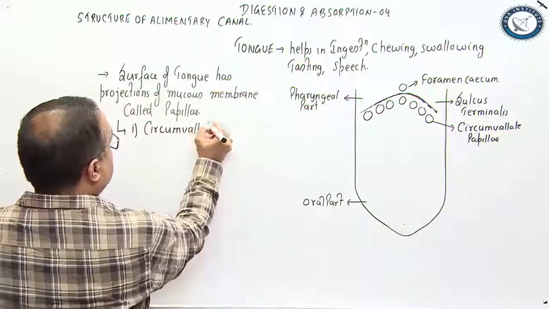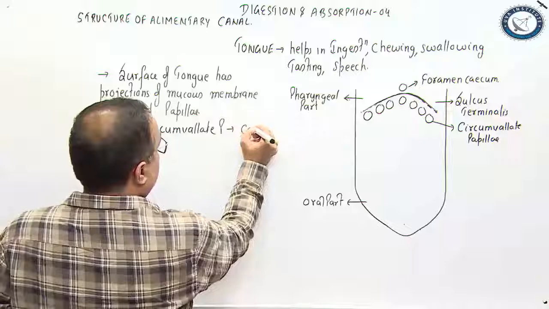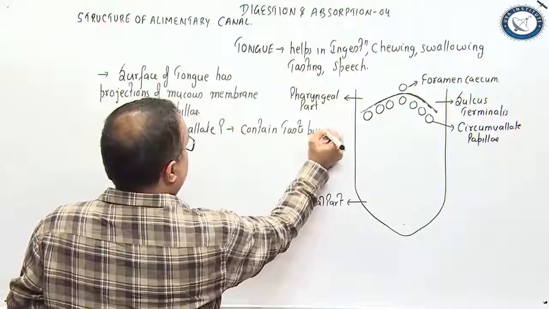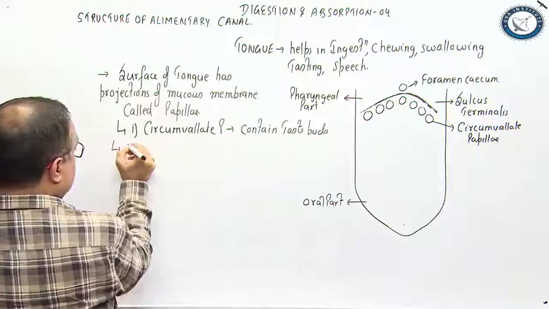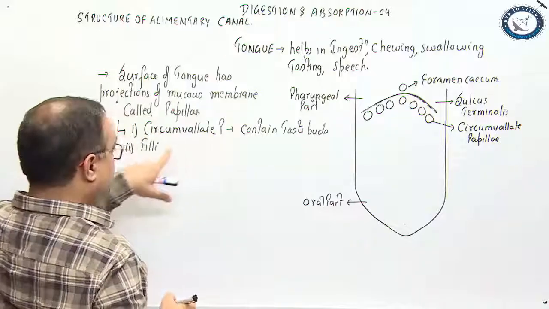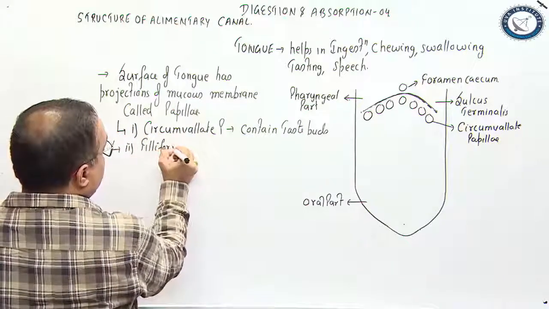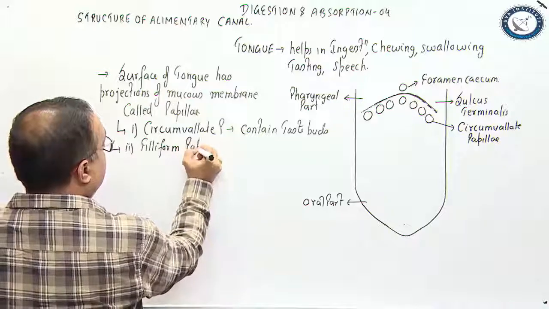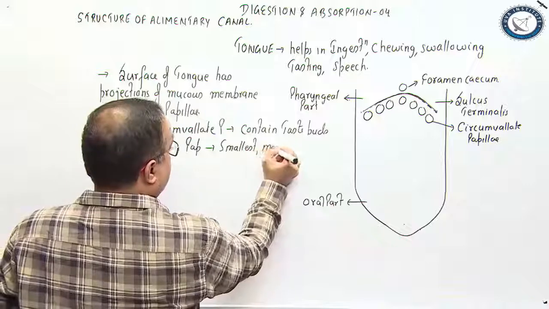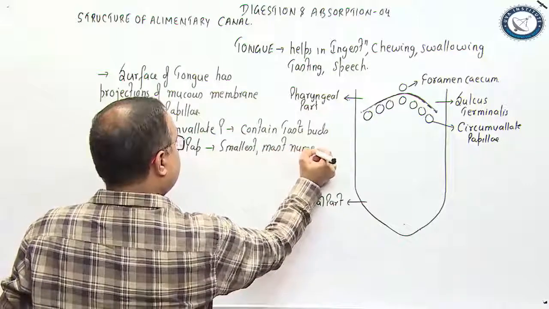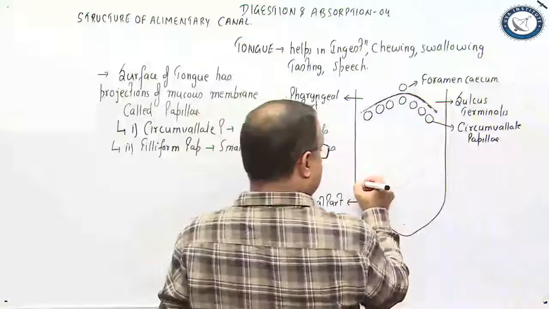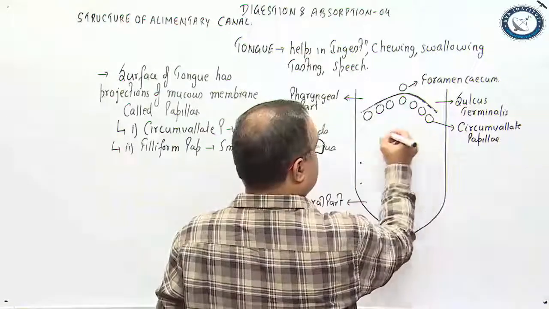The circumvallate papillae contain taste buds. Number 2, the most numerous papillae, the filiform papillae. These are smallest, these are most numerous. These provide a rough surface to tongue. These do not contain taste buds.